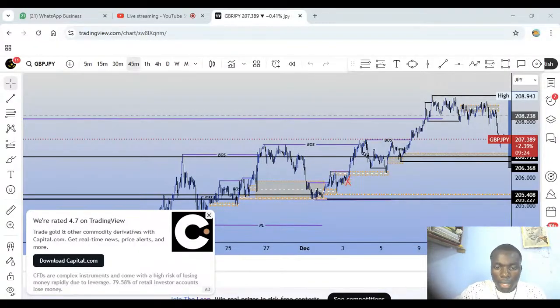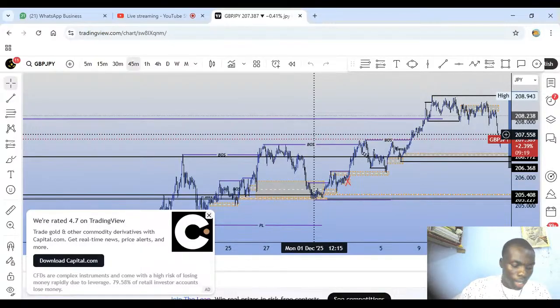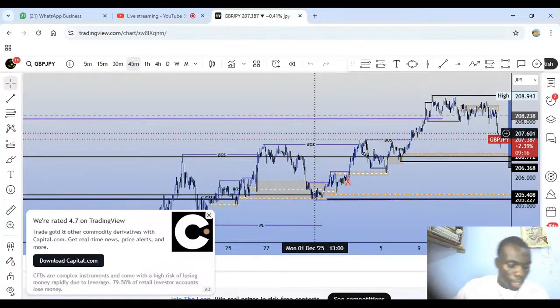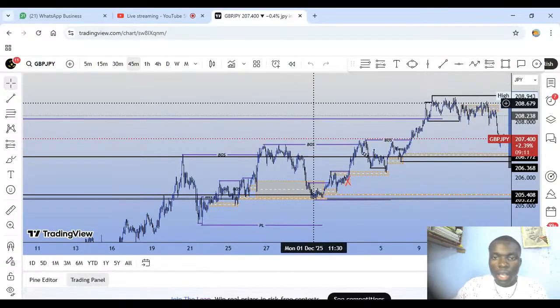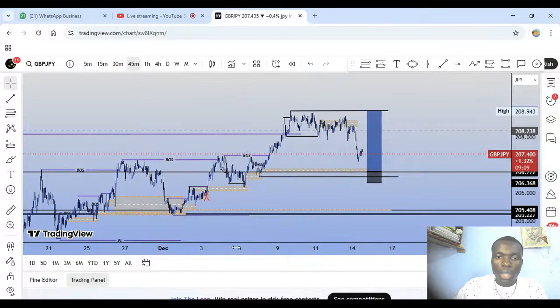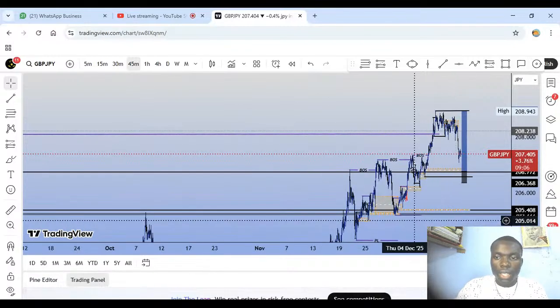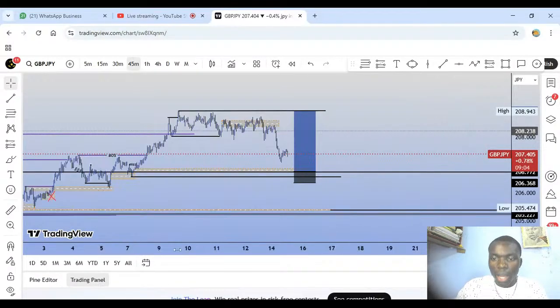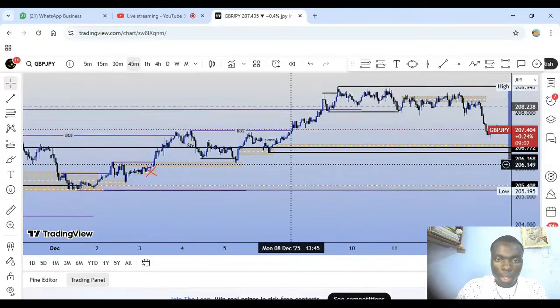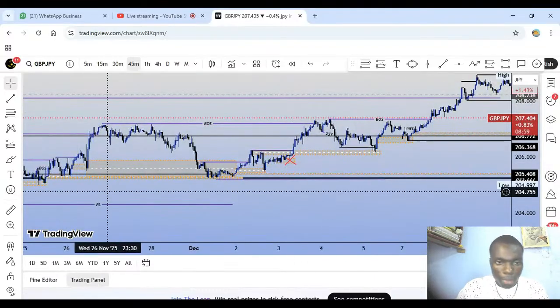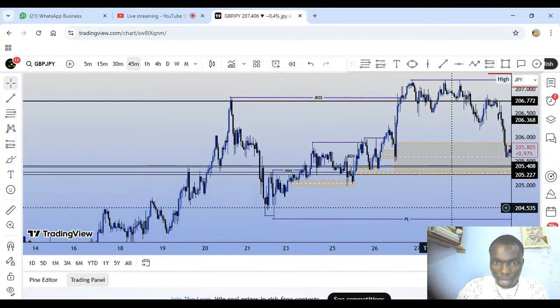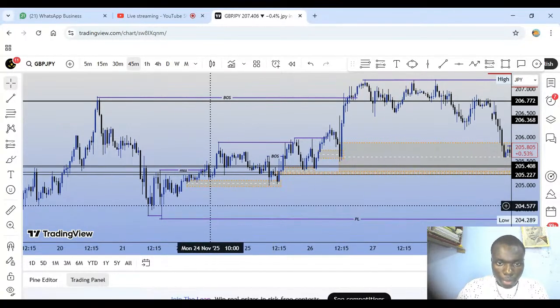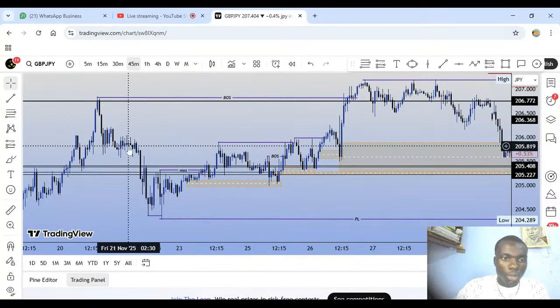After that, let's go back to our analysis. This is the GBP, and as you can see, the price is just uptrending, and all we want to do is get a good buy opportunity, and we'll jump in and keep buying to the upside. This is what I've been doing from this particular zone. You can see I have my markups here.